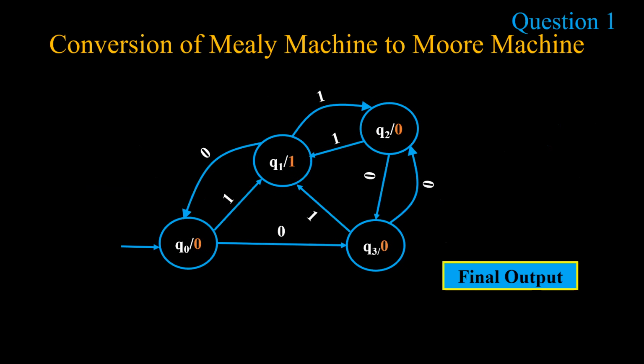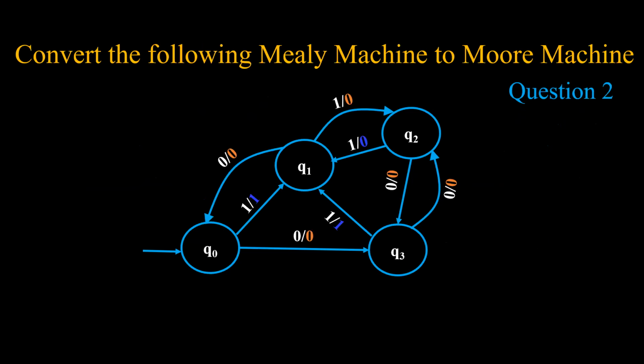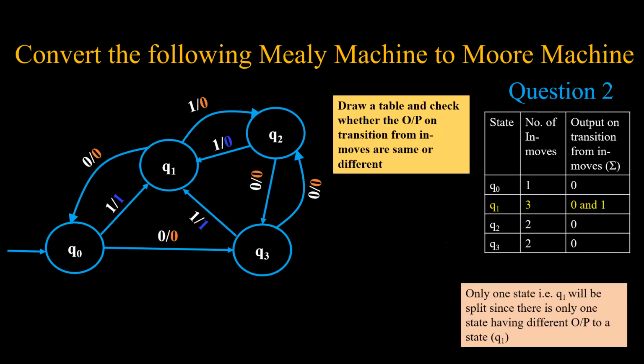Now we go to the second question. Four states Q0, Q1, Q2 and Q3. We will draw the table. In the table, we see that corresponding to Q0, we had only one in move and that was with the transition output of 0. In Q1 state, we have three in moves. Among those three in moves, two are having the output of 1 and one is having output of 0. From Q0 to Q1, 1. From Q3 to Q1, 1. While from Q2 to Q1, we have 0.